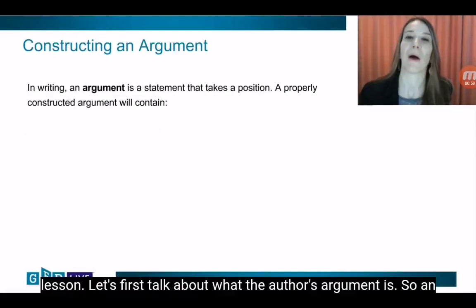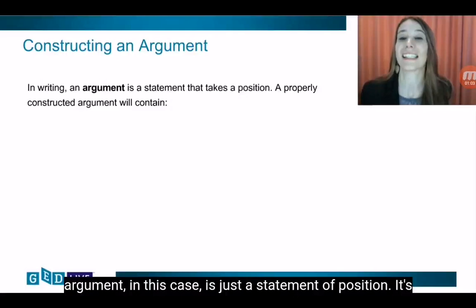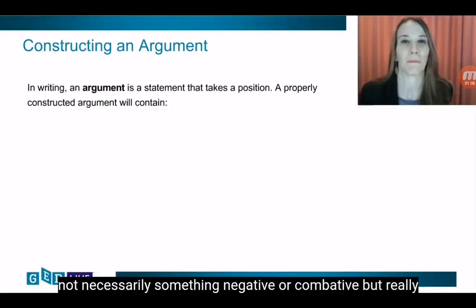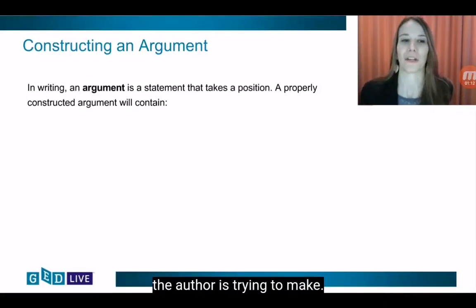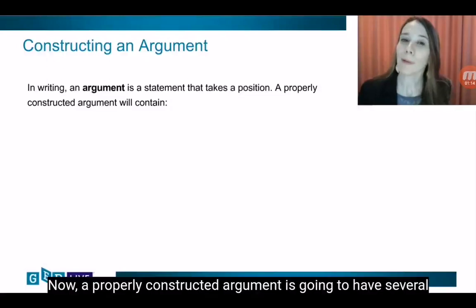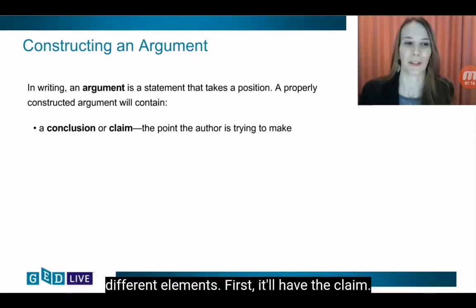Let's first talk about what the author's argument is. An argument in this case is just a statement of position. It's not necessarily something negative or combative, but really this is just the author's point of view. This is the point the author is trying to make. Now, a properly constructed argument is going to have several different elements.